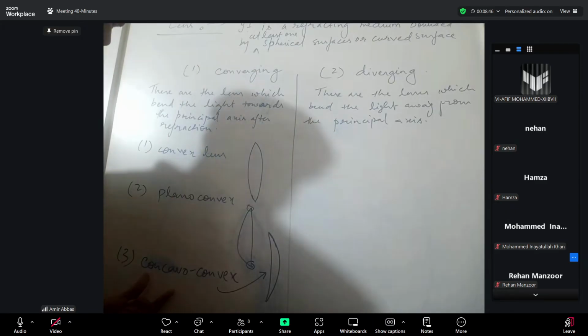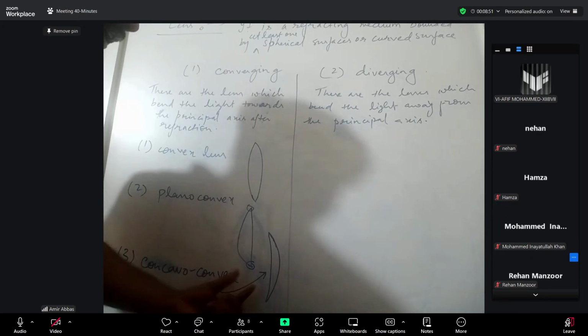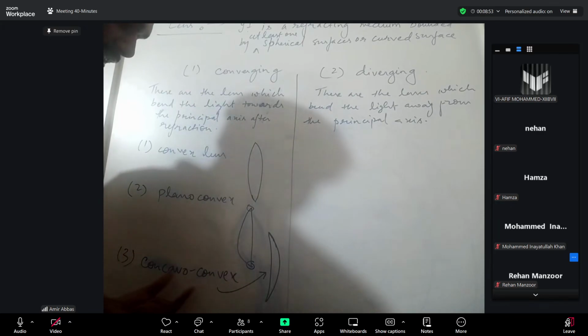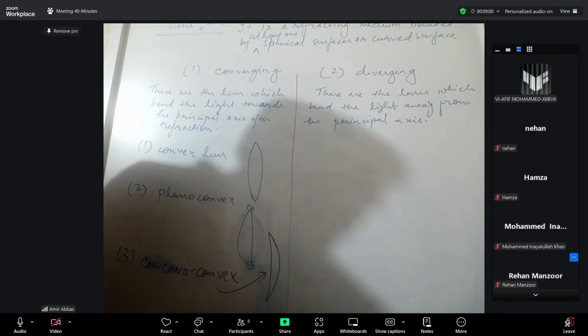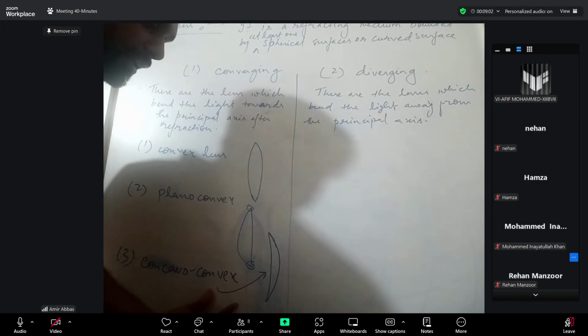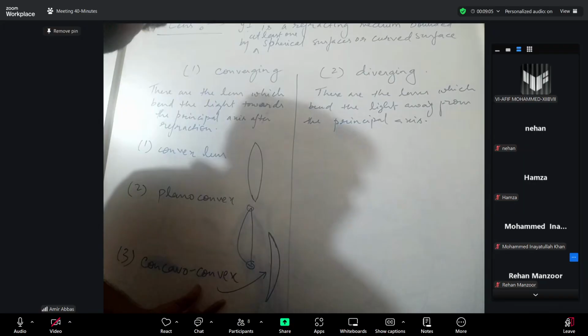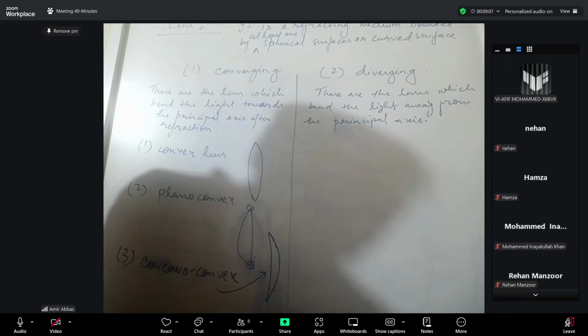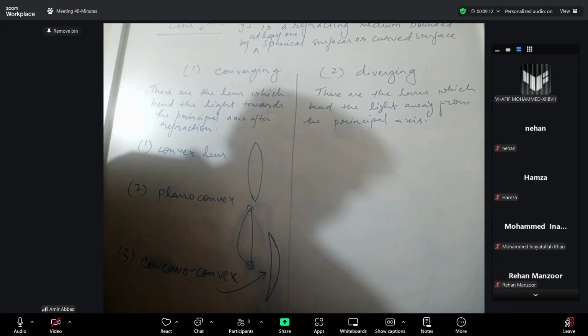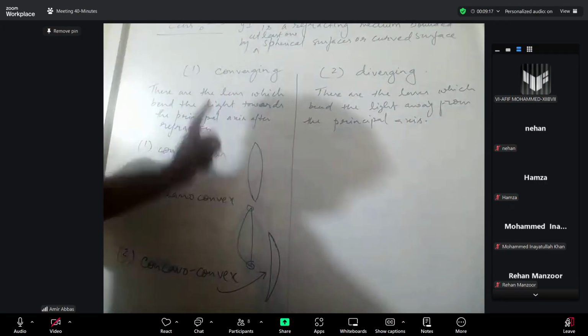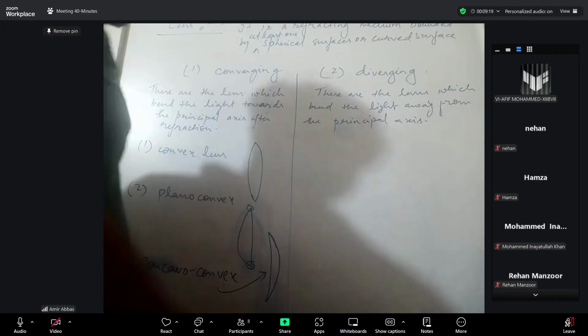Here it is named concavo-convex. What does it mean? What kind of nature will this lens show, a converging lens or a diverging lens? We have written it in the converging lens part. So its total overall nature will be as a convex lens, meaning converging lens. Have you got this, beta? These three types of lenses have converging nature.